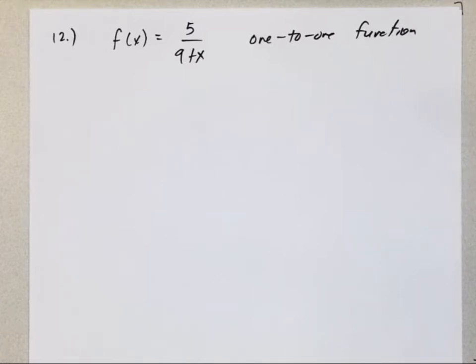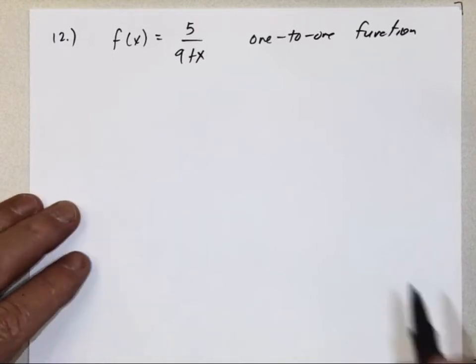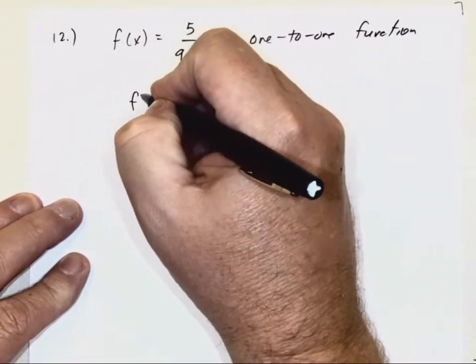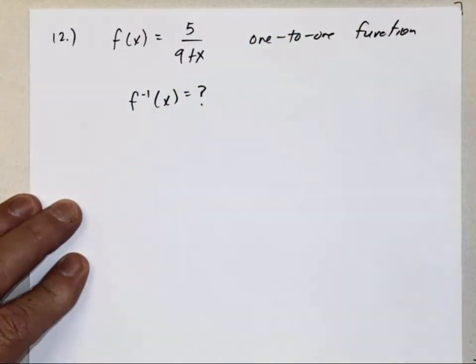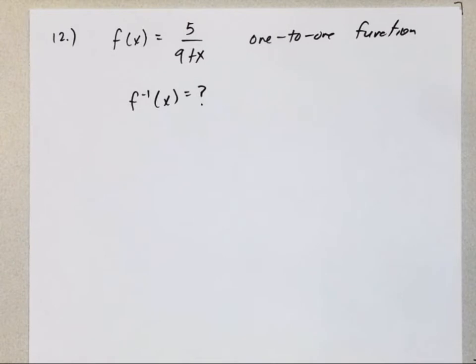So basically, this problem is: find the inverse function and then find the domain and range of f. It's a multiple part problem. First, they want us to find the inverse function, and then after that they want us to find the domain and range of the original function and the domain and range of the inverse function. So let's find the inverse function first, and then we'll worry about the domain and range.